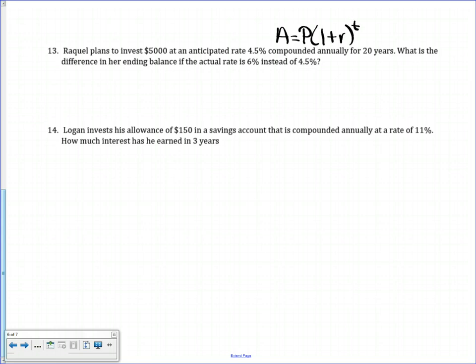Okay, so P is still the principal, so invests $5,000. R is the rate. Here we have two separate rates. And then T is our time, in this case, 20 years. So we're going to first do this problem with our interest rate of 4.5%. So A equals 5,000 times 1 plus my rate, 4.5%, 0.045, to the T, my time is 20.